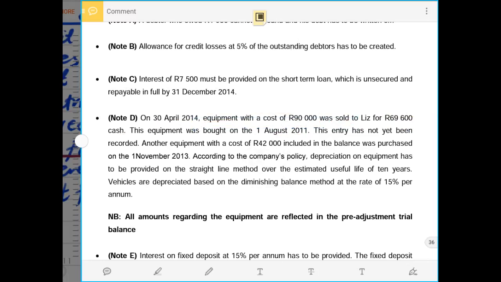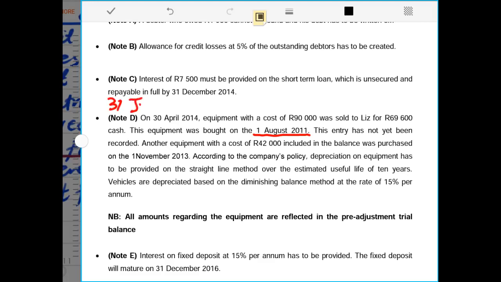So now if it was bought on the 1st of August 2011, remember the end of the accounting period is 31st of July each and every year. So now on the 31st of July 2011, it was the end of the 2011 accounting period.